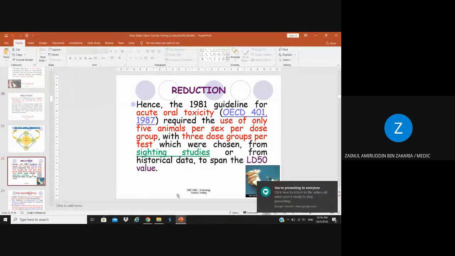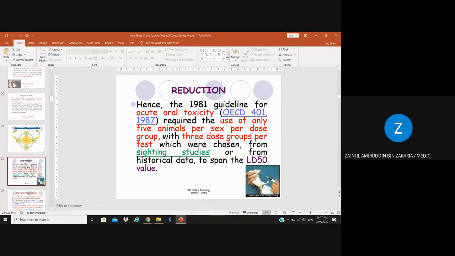The first one was OECD 401, the guideline for acute oral toxicity. It uses only 5 animals per sex, meaning you can choose only male or female, not mix them, per dose per group. Let's say you have three doses, then you have to use 5 animals of the same sex per dose. So 3 doses are normally used.